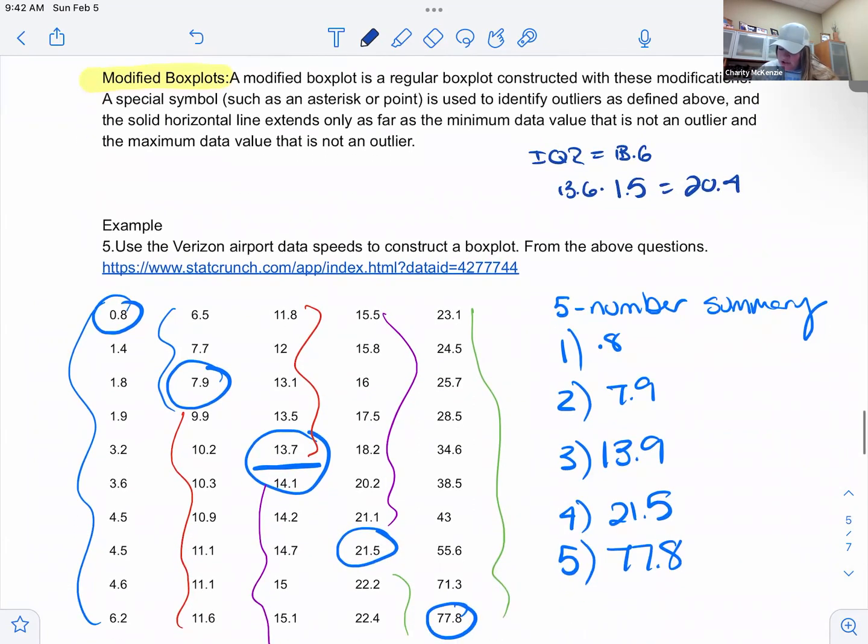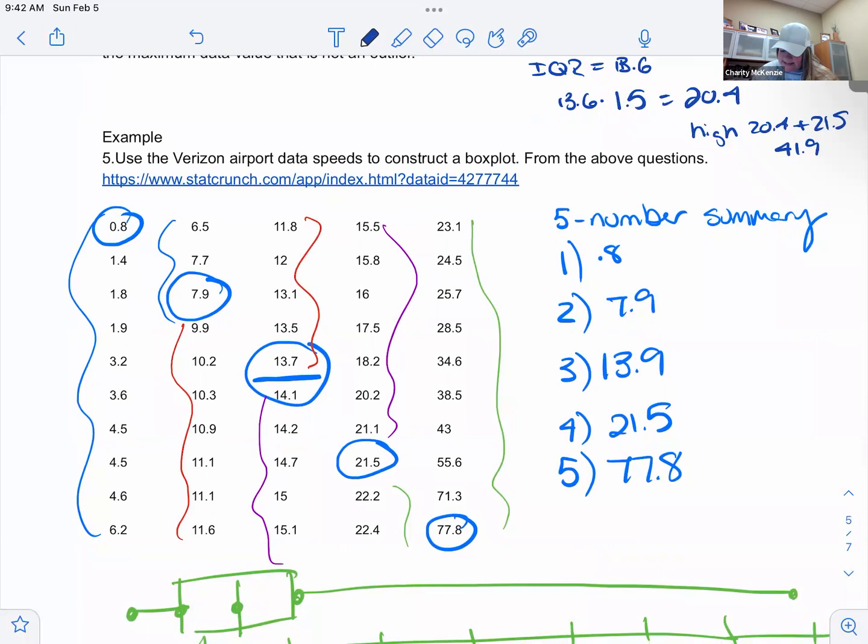If I then go back to my highest number at the quartile 3 and add that, looking at the high side, I take the 20.4 that I got from 13.6 times 1.5, and I add it to the 21.5. Again, that's from the quartile. That gives me the value of 41.9. Anything above 41.9 is considered an outlier. So all of these are official outliers. All four of those are.